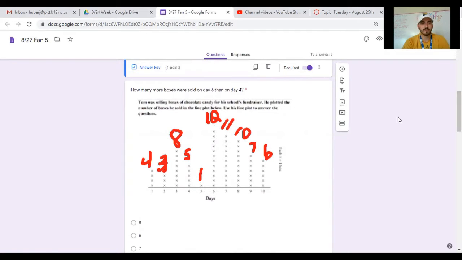All right, question number 2. It says, how many more boxes were sold on day 6 than on day 4? By now, we ought to know that. We ought to be hearing that in our sleep. How many more is going to tell us to subtract. So we're looking at day 6, and we see we have 12 minus, and on day 4, we had 5.